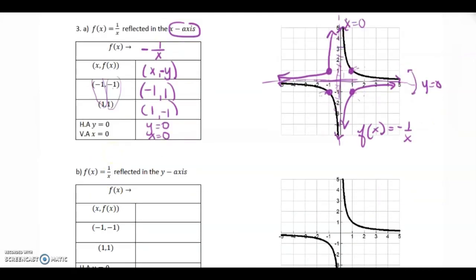Domain and range. The domain and range for this one actually doesn't change, okay? That's because the domain and range are both based on where the horizontal and vertical asymptotes lie. So x does not equal 0 and y does not equal 0. Those asymptotes haven't moved. So unless there's a translation where you're shifting up, down, left, or right, the domain and range are going to stay the same.